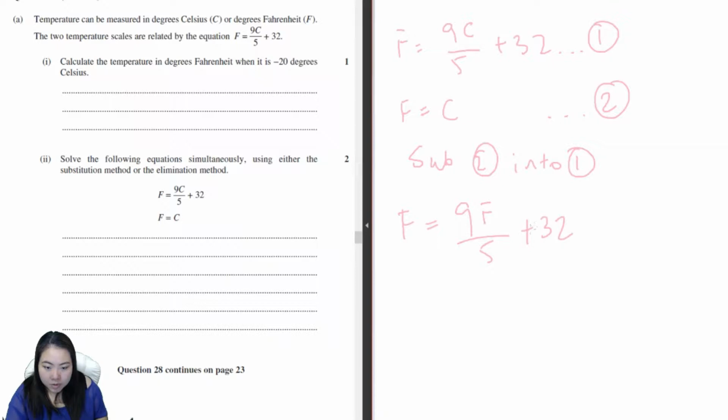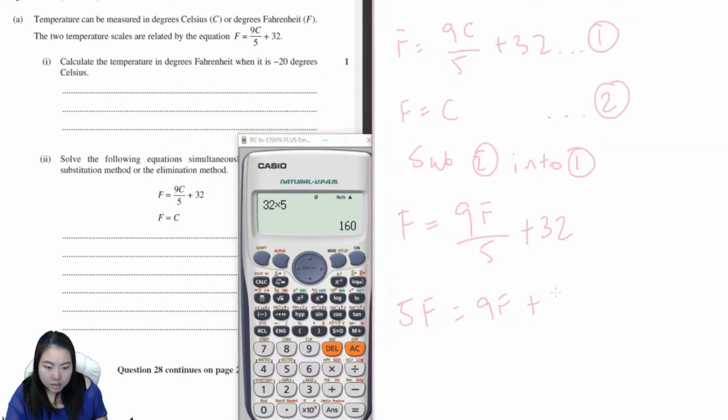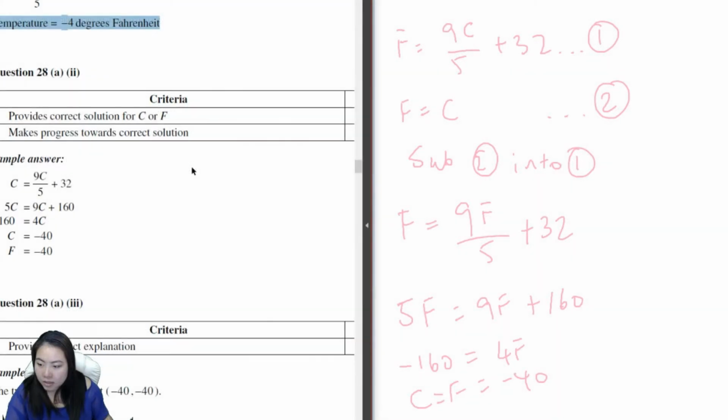First of all, I'm going to times 5 to both sides. 160. Then I'm going to minus 5F to both sides, and I'm going to minus 160 to both sides. Then divide by 4 and I get minus 40. And that is the same as C as well. So C and F are both negative 40 degrees.